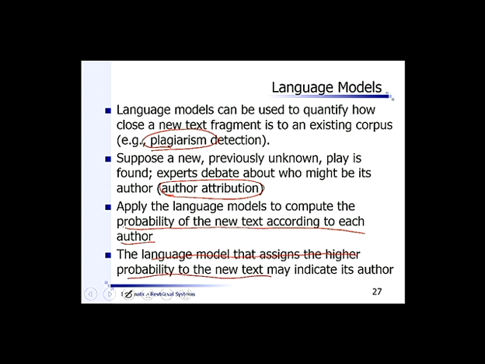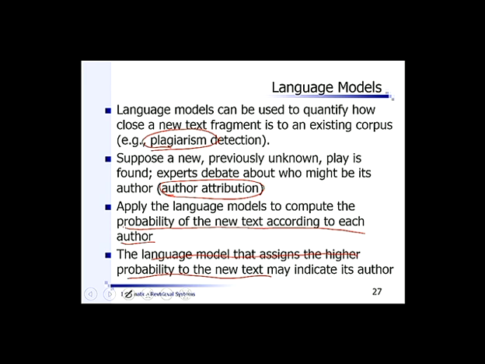So the language model which assigns a higher probability for a particular author to this new unseen text can indicate that the probability that this piece of text is written by this particular author is higher. So we can say with some level of confidence that it might be written by that author, right? I hope you get the basic idea.